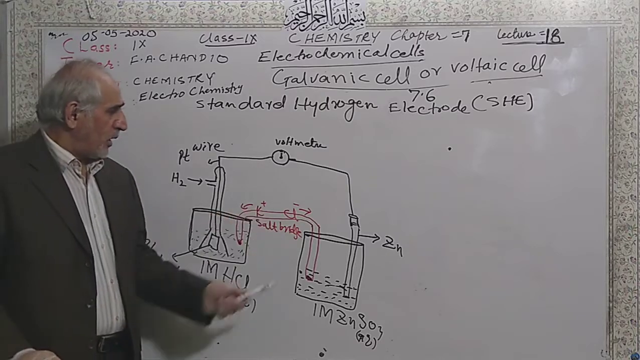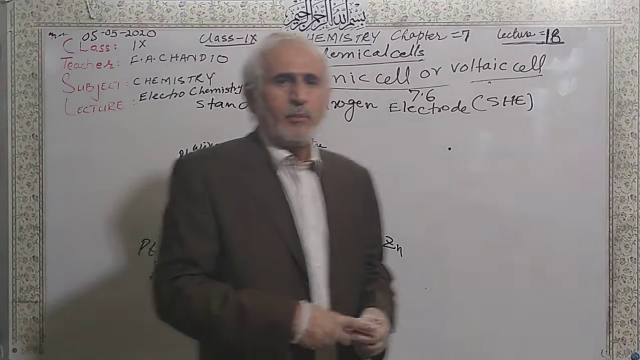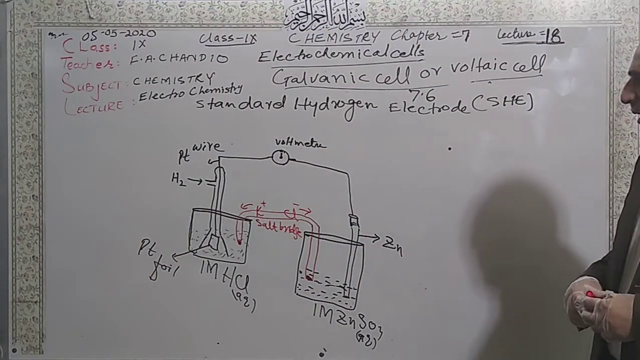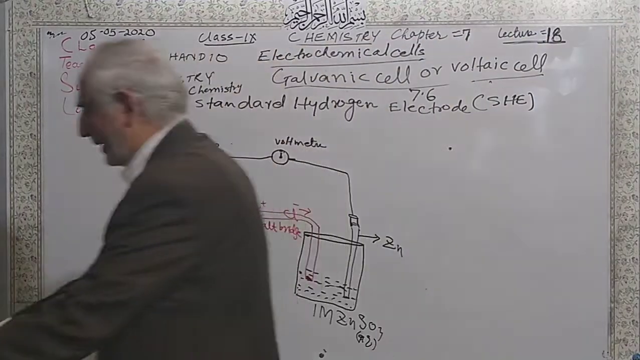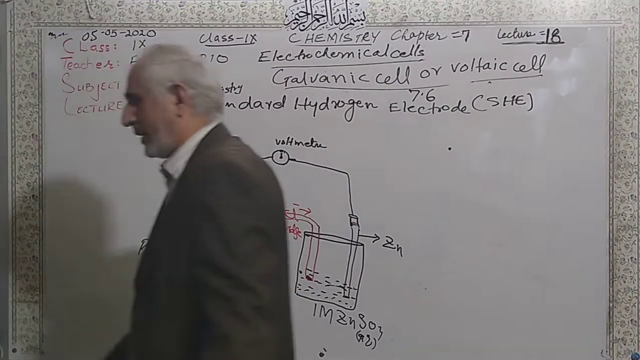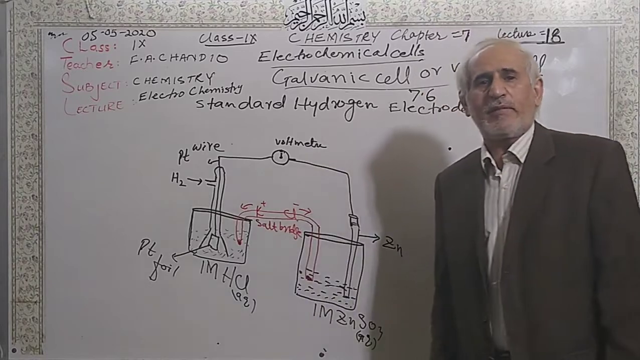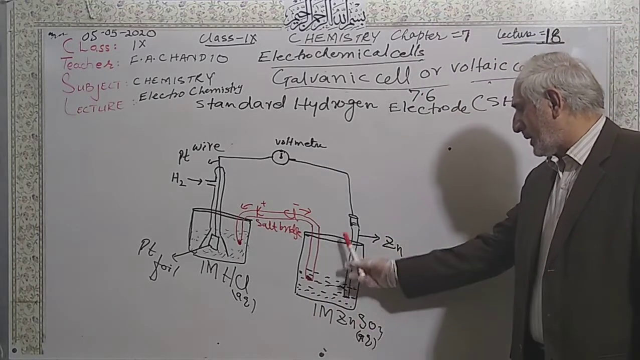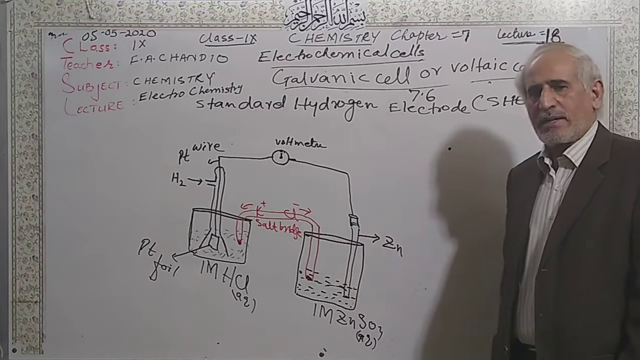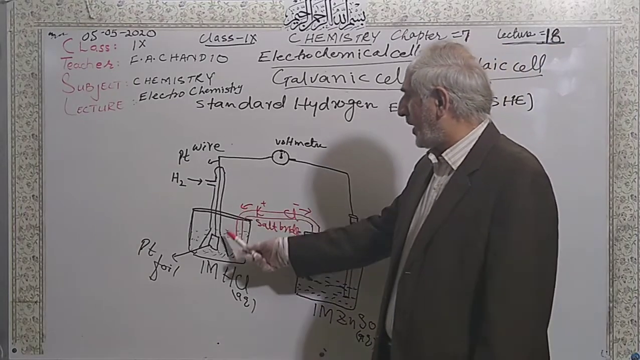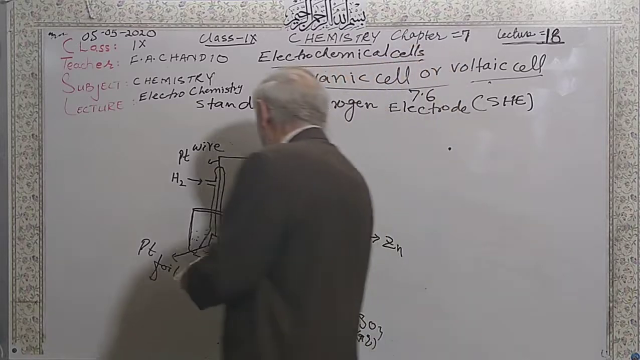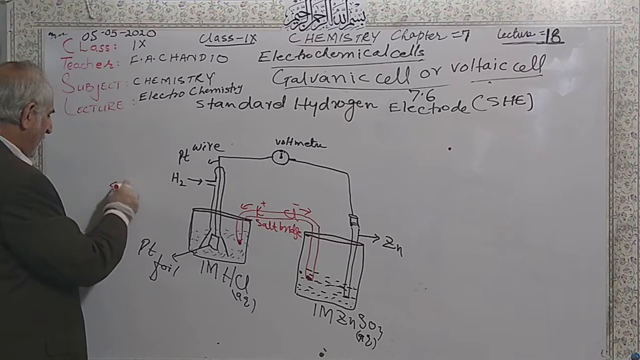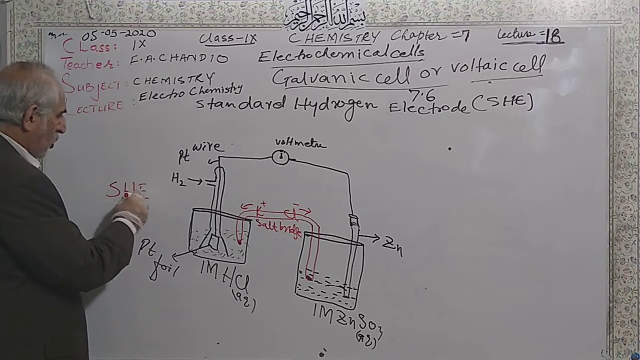Now there is one big question. Which will be used as an anode and which is going to be used as a cathode? Where will be the oxidation and where will be the reduction? Either this zinc and zinc sulfate electrode acts as an anode, or this standard hydrogen electrode. This whole apparatus is the standard hydrogen electrode.